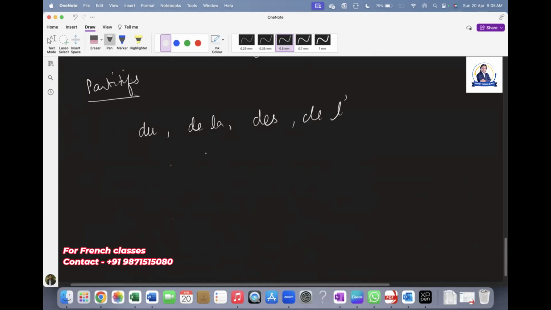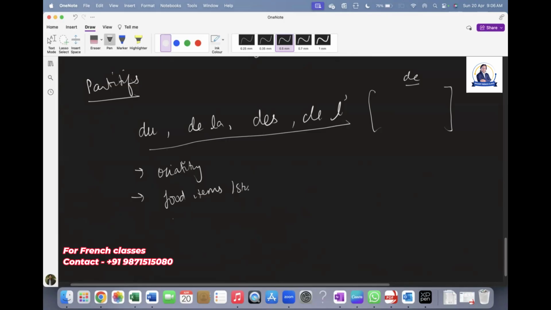L apostrophe. These are known as article partitive. Now, they are similar to the contracté, the de formation, but the meaning is totally different. These partitives are used for quantity, mostly with food items or foodstuff.